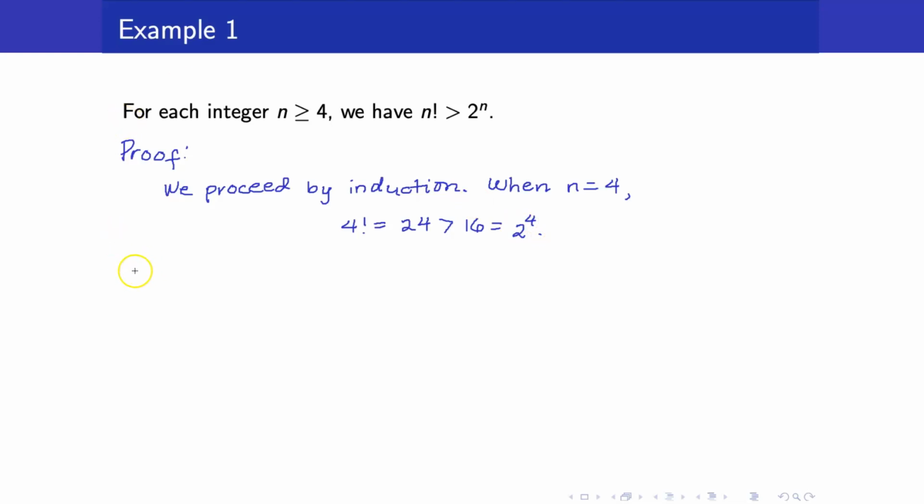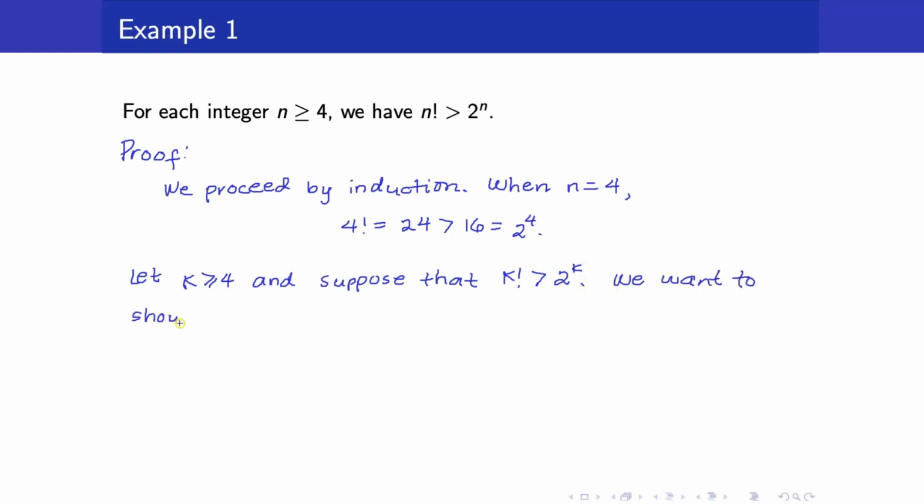For the inductive step, we start with: let k be greater than or equal to 4, and our inductive hypothesis is that k factorial is greater than 2 to the k. We want to show that P of k plus 1 is true. That is, k plus 1 factorial is greater than 2 raised to k plus 1.